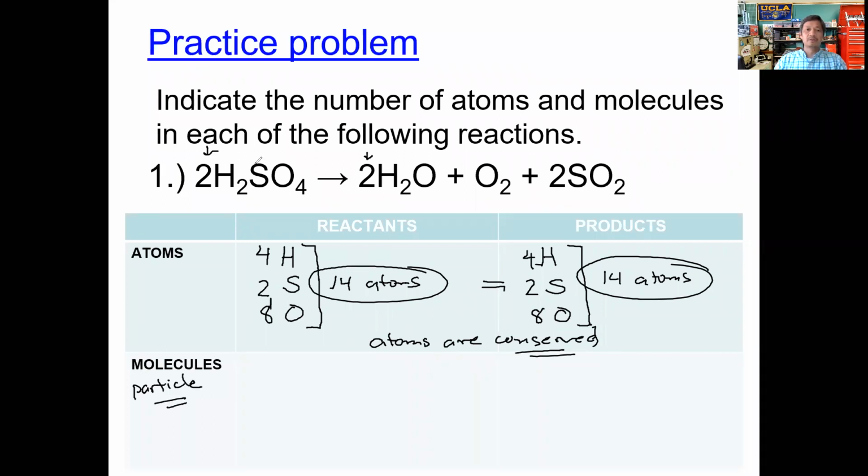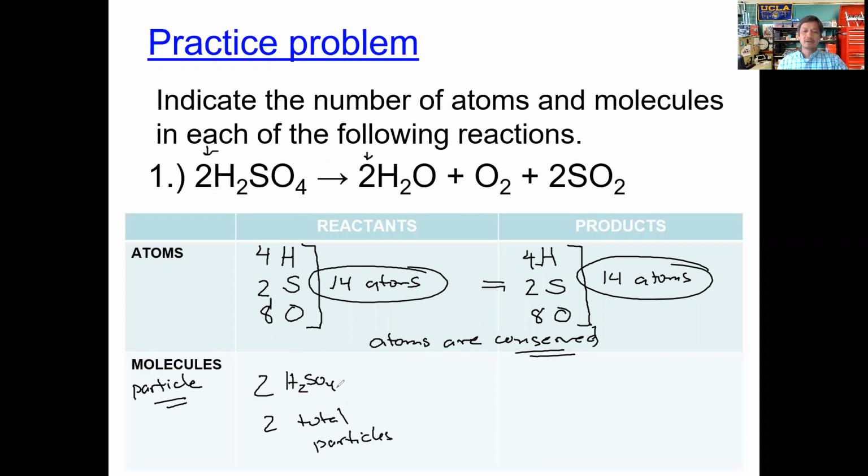Okay, total particle. That means we're counting the whole thing, not breaking it up into individual atoms. So with that said, this is the molecule, the complete particle to start out with, and we have two of these. We have 2 on the reactant side, so 2 total particles to start out with.